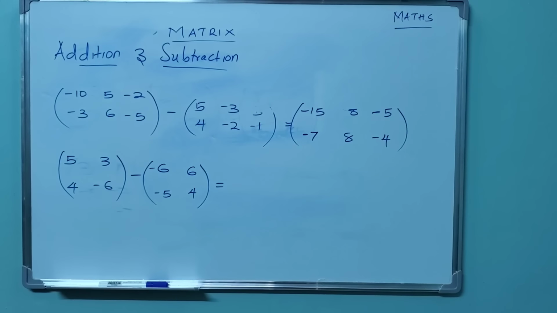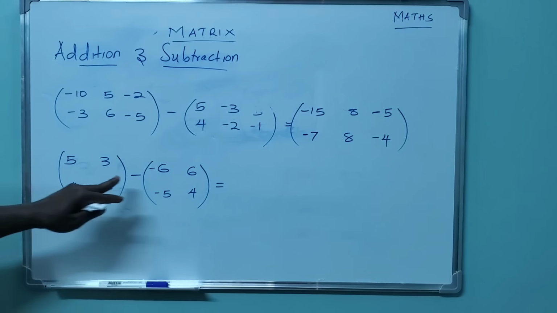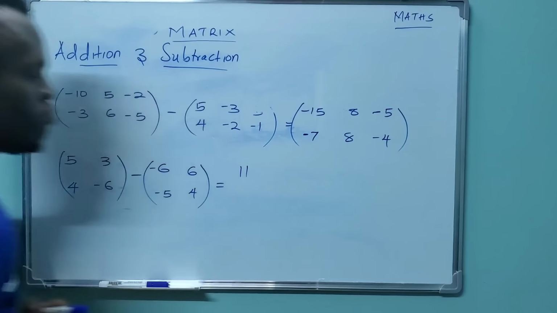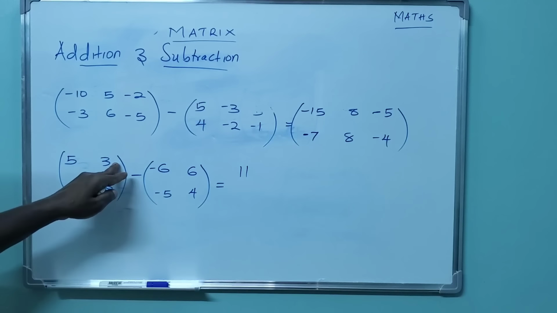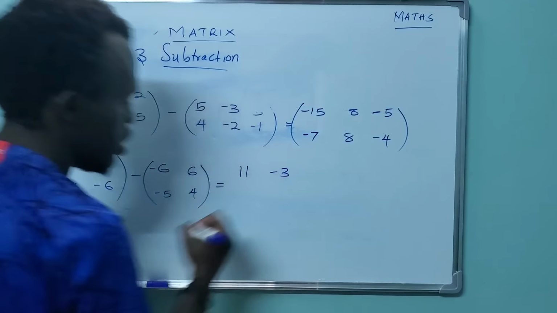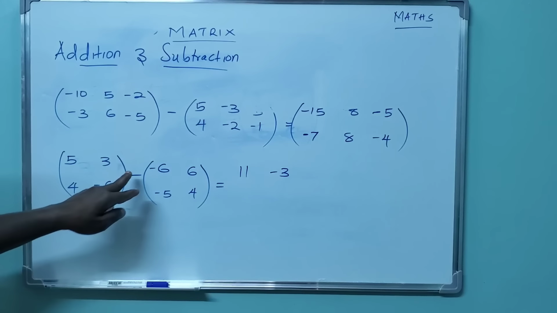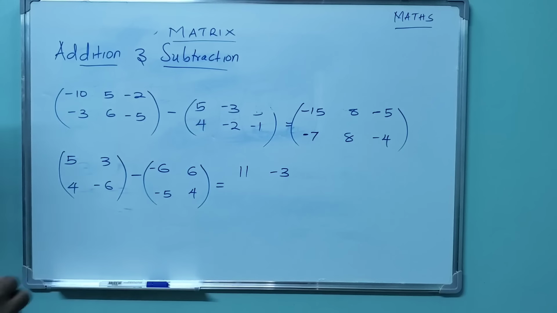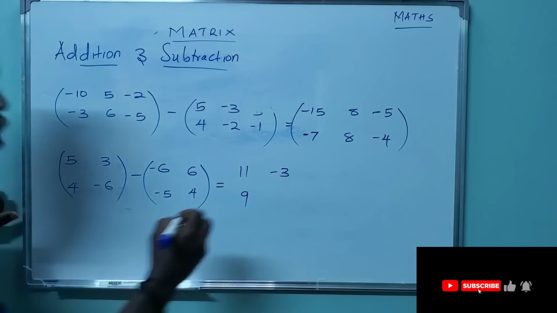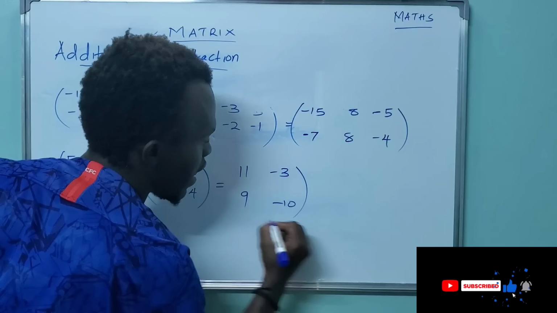Now, with that, we are going to subtract. That is 5 minus 6, that is going to be 11. Then here 3 minus 6, that is going to be negative 3. Then here 4 minus negative 5, that is going to be 9. And finally, negative 6 minus 4, I'm going to have that as negative 10.